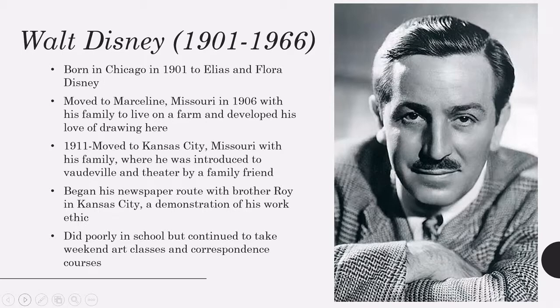In 1911, he moves to Kansas City, Missouri with his family, and he's introduced to vaudeville and theater there by a family friend. Remember last week when we talked about Gertie the Dinosaur, we noticed that Winsor McCay was showing his shorts at vaudeville performances. So it's very likely that he saw some early form of animation at these vaudeville shows. He also begins a newspaper route with his brother Roy Disney here in Kansas City, which shows how hard he was working.